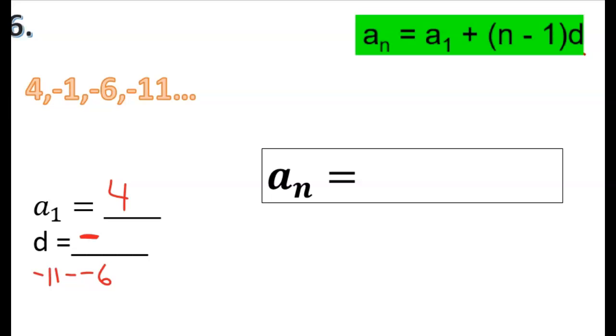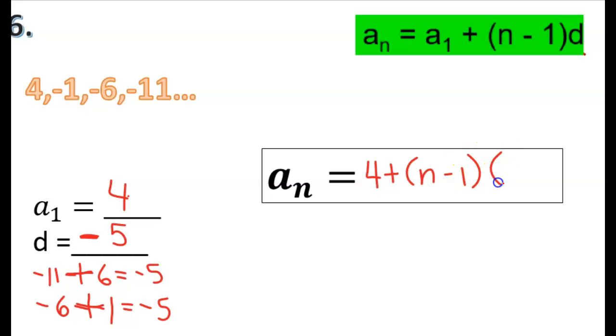Do you remember that minus a minus makes a plus? Or you take the negative 6 and subtract the number in front of it. And do you remember that minus a minus makes a plus? So my common difference number is a negative 5. So A1, my pattern starts with a 4. And my common difference is a negative 5.